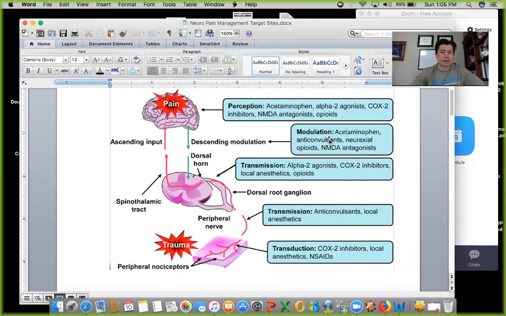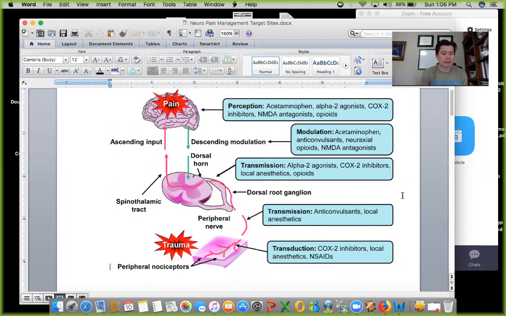So there's different stages: transduction of pain, transmission of pain, and then perception, and then it gets modulated, as you can see here. So first thing, you're going to receive some pain stimulus, be it trauma or some mechanical stimulus, at the nociceptors, and it gets transmitted through your primary afferent neurons, specifically A-delta and C fibers.